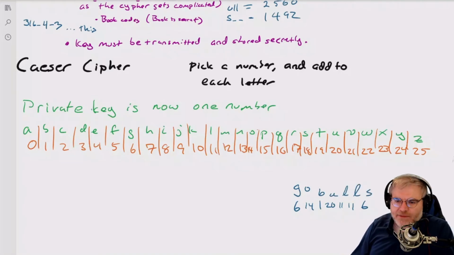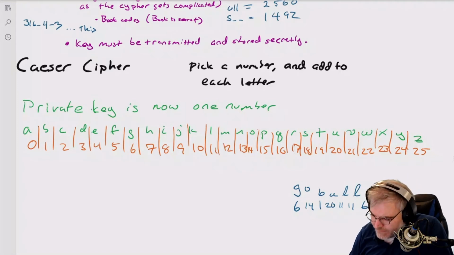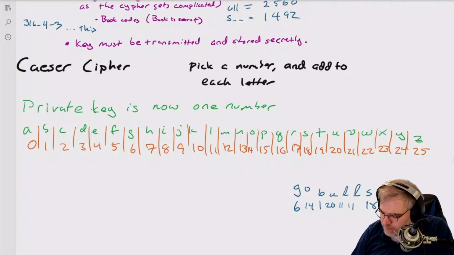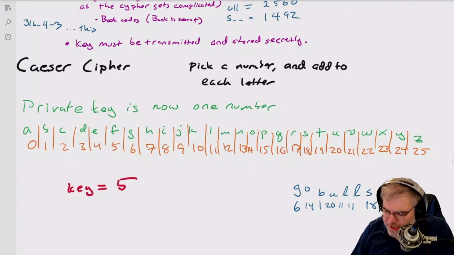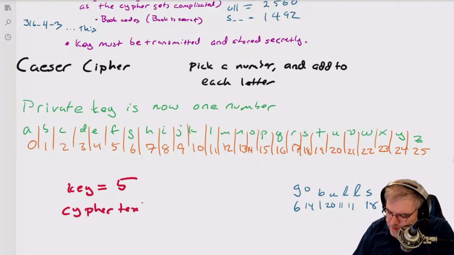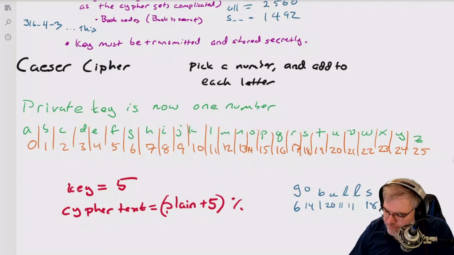All right, so how do we feel about that? S is 18, not 6. Okay. I can't read. Okay, so now my secret key, Alice has the following key. So I'm going to do 5. What I do for the cipher is the ciphertext equals the plain plus 5 mod 25.